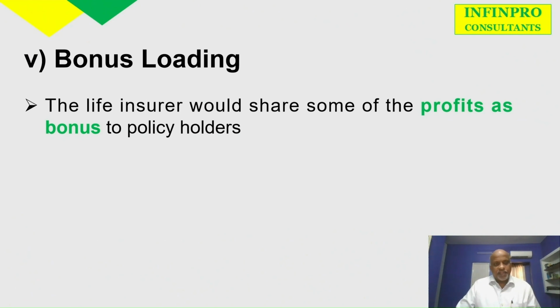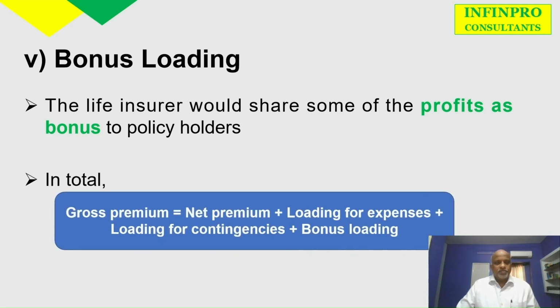As shared earlier, profits are also shared as bonus with the policyholders, right? So in total, friends, if you see how a gross premium is arrived at, it is the net premium plus loading for expenses plus loading for contingencies plus bonus loading.